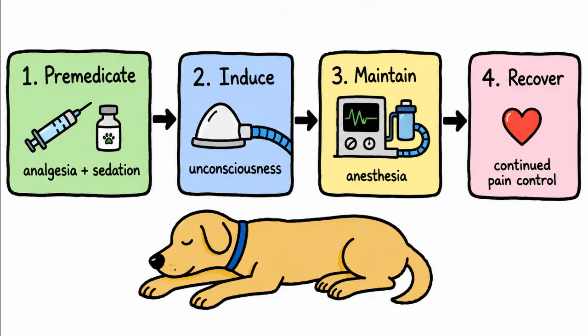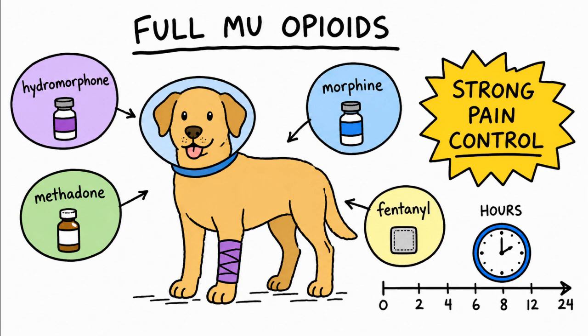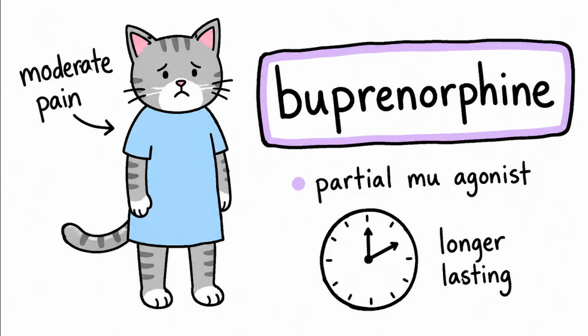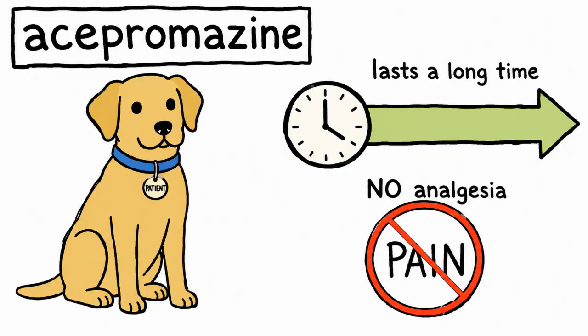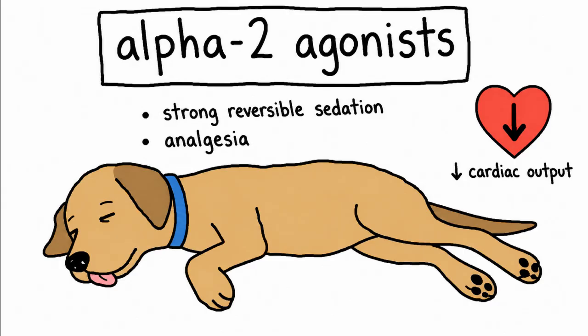So the order is simple: premedicate with analgesia and sedation, induce unconsciousness, maintain anesthesia, and recover with continued pain control. Full mu opioids like hydromorphone, methadone, morphine, and fentanyl give stronger pain control for hours depending on the drug. Buprenorphine is a longer-lasting partial mu agonist for moderate pain. Butorphanol is a short-acting kappa drug for mild pain and sedation. Acepromazine lasts a long time but has no analgesia. Alpha-2 agonists give strong reversible sedation and analgesia but can decrease cardiac output.